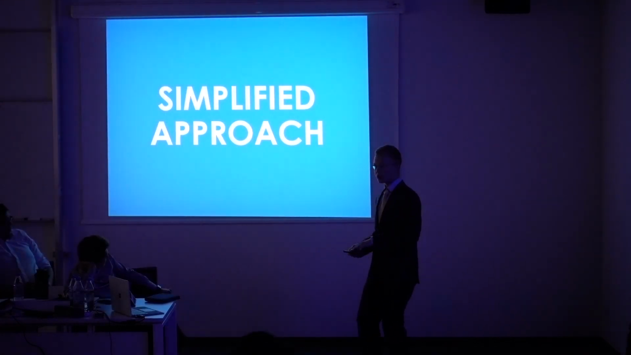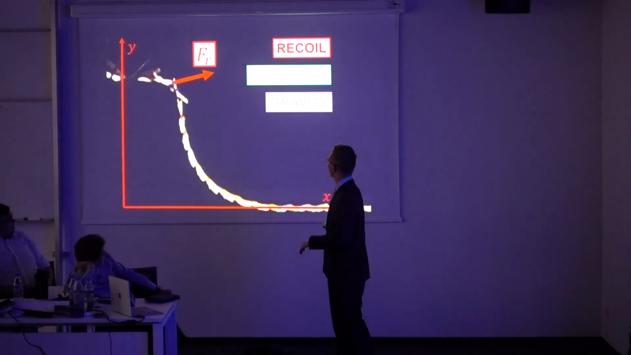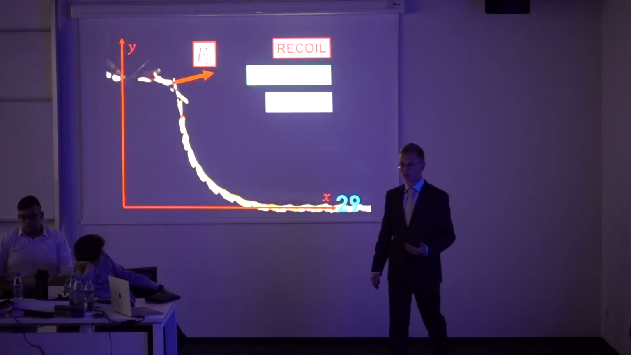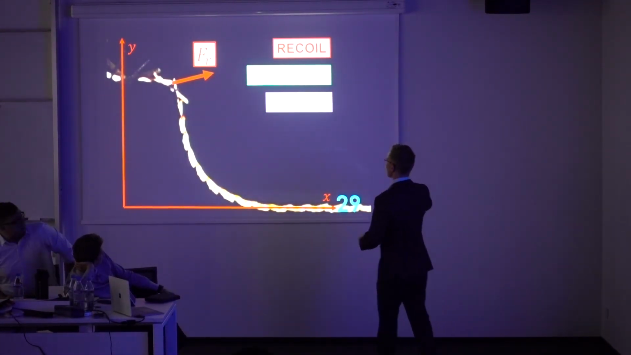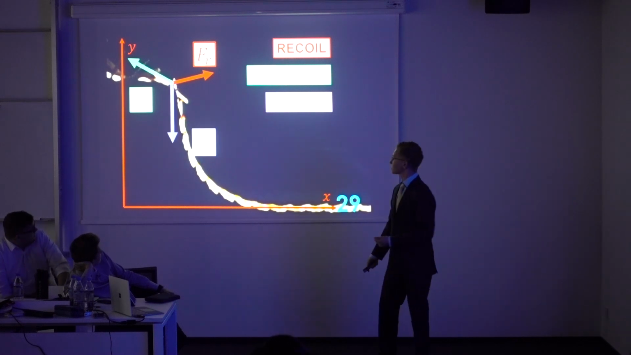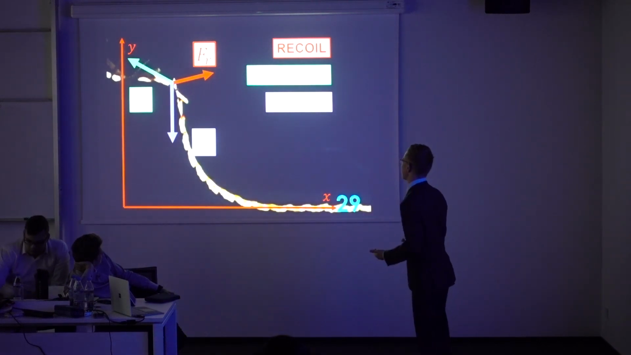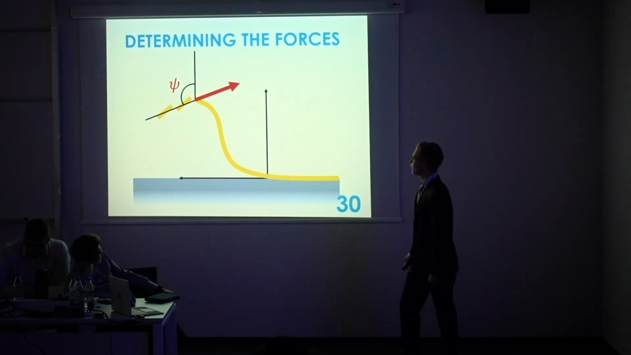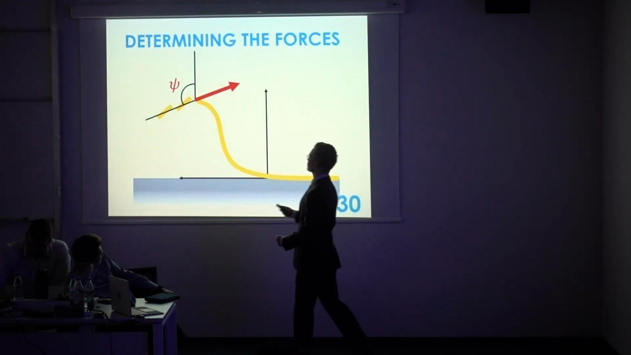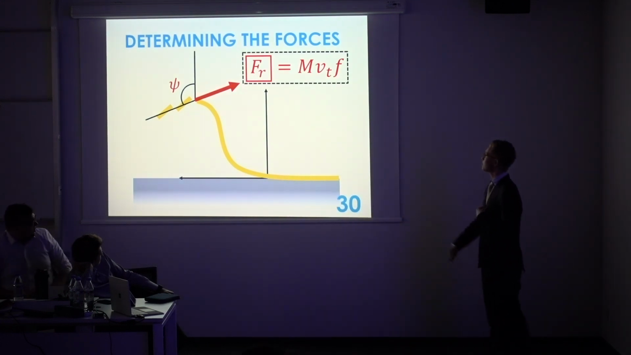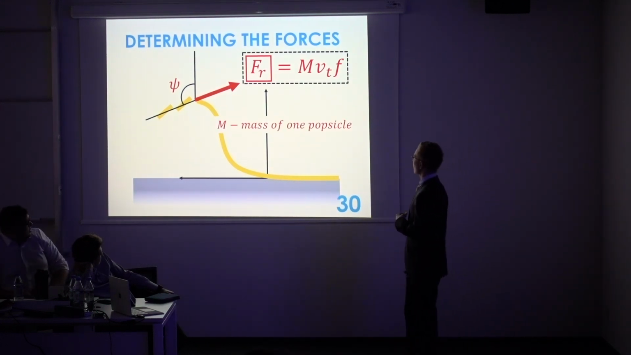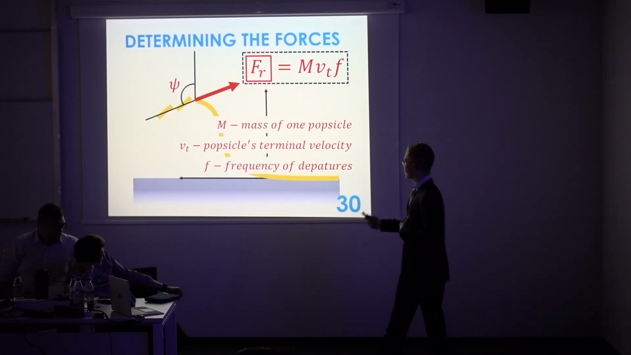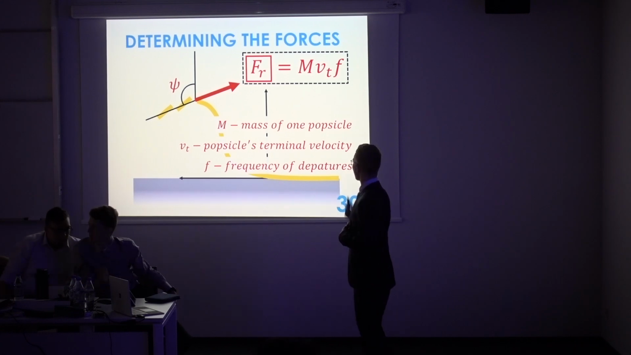So we will get inspired by this because they obtain this from forces. So we will get inspired and we will study the forces as well. Firstly, there is the recoil force, the elastic and the gravitational forces, as we mentioned in the beginning. We will focus now on the recoil force, which will have direction opposite to the sticks leaving the cobra and can be defined as this, where m is the mass of one popsicle, v is the terminal popsicle's velocity, and f is the frequency of the departures.